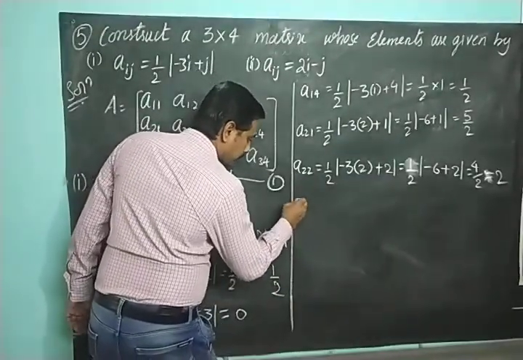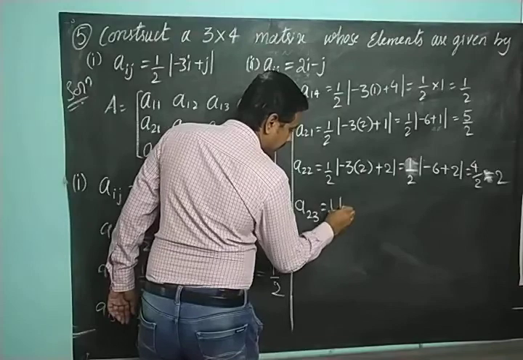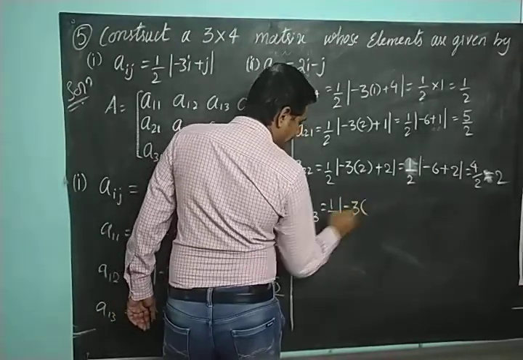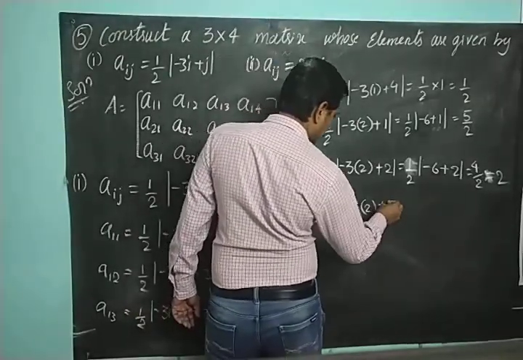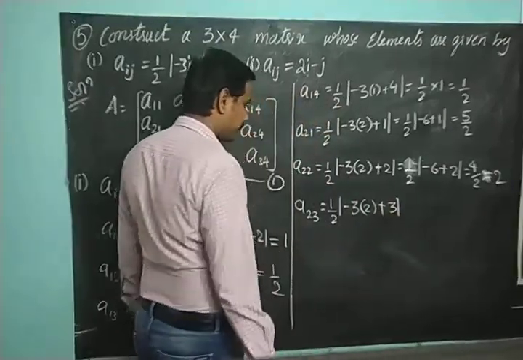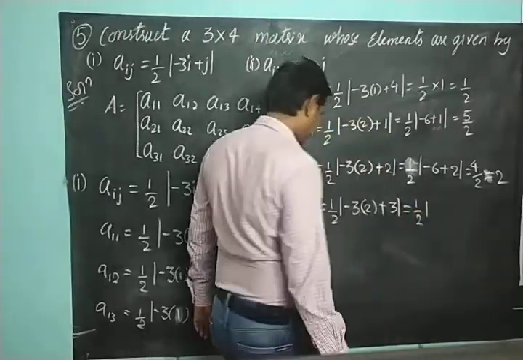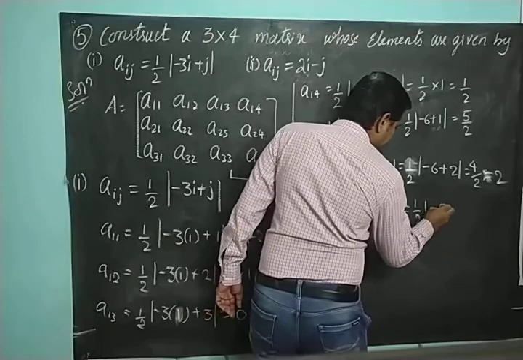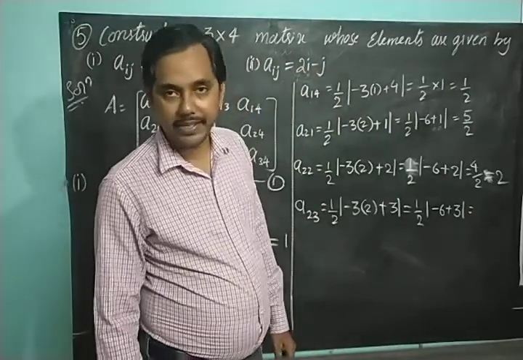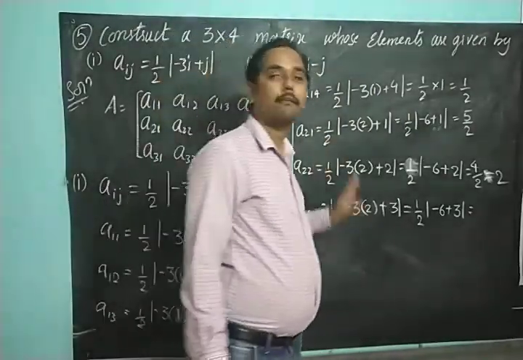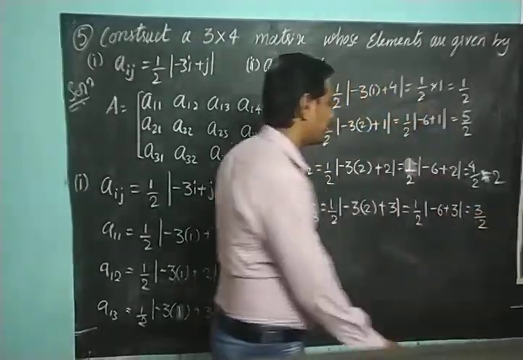Now A23. 1 by 2 as it is. Minus 3 into I is 2, plus J is what? 3. Right. So this will be 1 by 2 into minus 6 plus 3. So what is minus 6 plus 3? Minus 3. Once it comes out of the mod, it becomes plus 3. Plus 3 divided by 2 will be 3 by 2. Right?